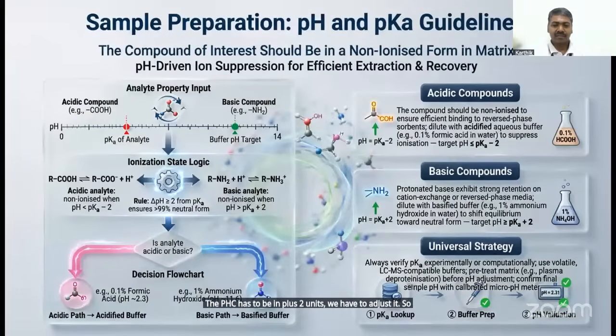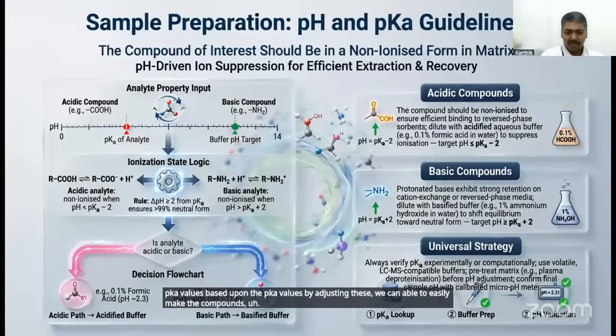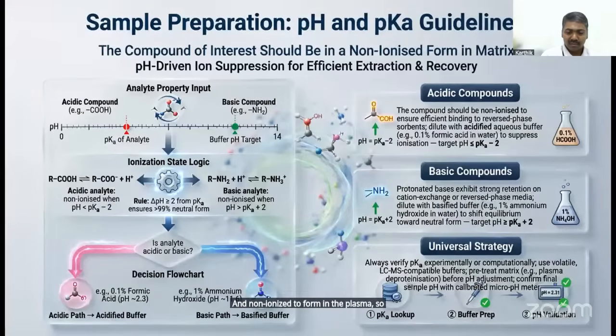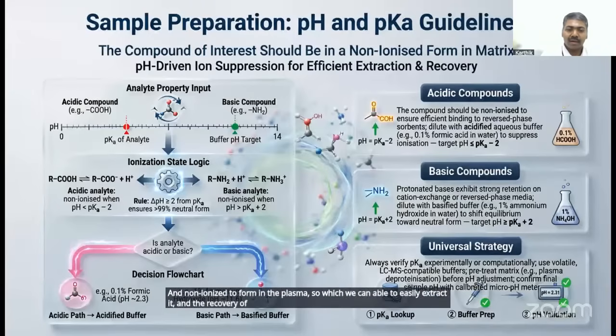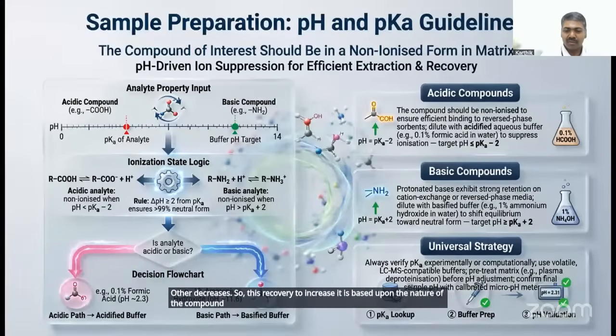By adjusting the pH based on the pKa values, we can easily make the compounds non-ionized in the plasma, so that we can easily extract them. The recovery will increase or decrease based upon acidifying or basifying the plasma. So how to increase recovery depends on the nature of the compound and how we adjust the pH in the plasma.